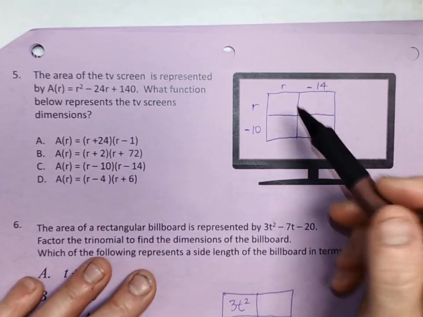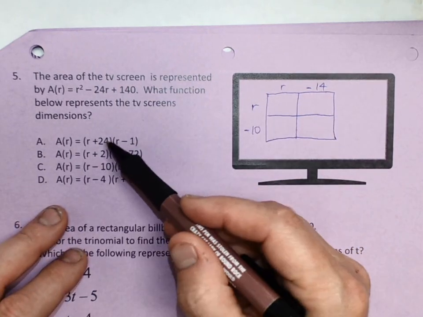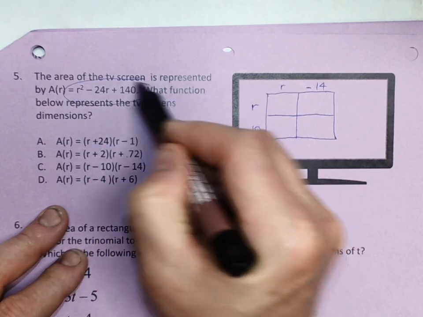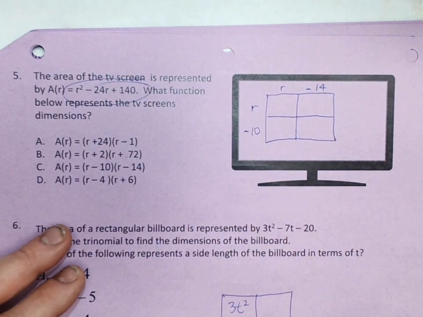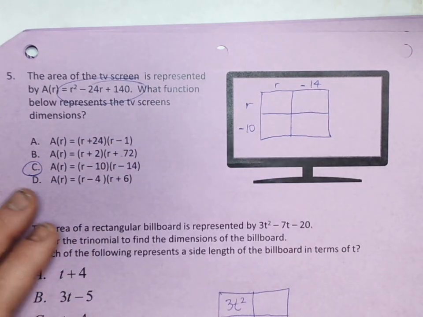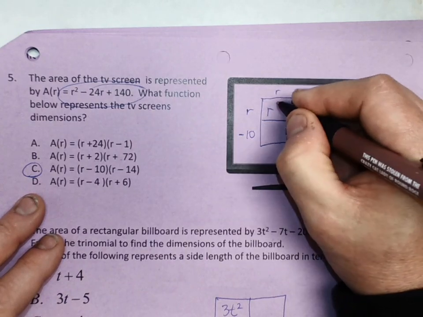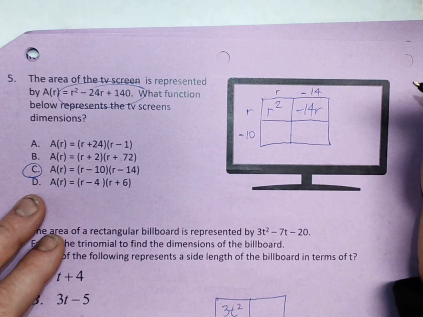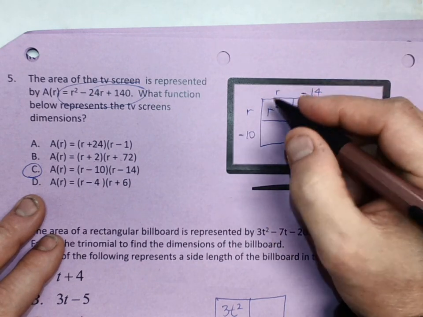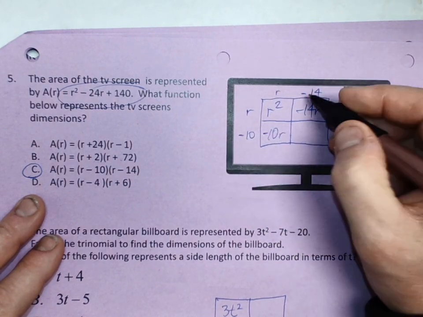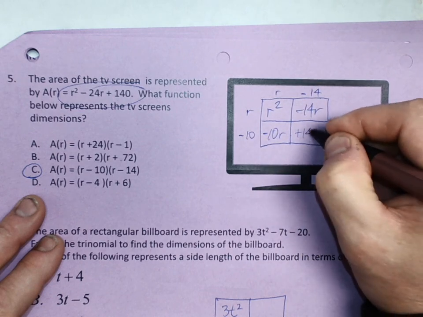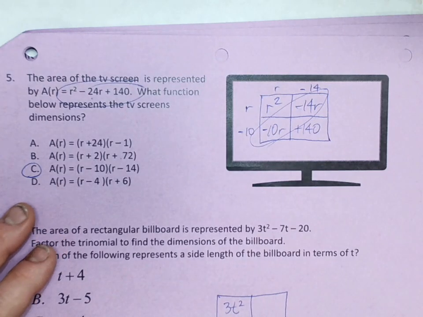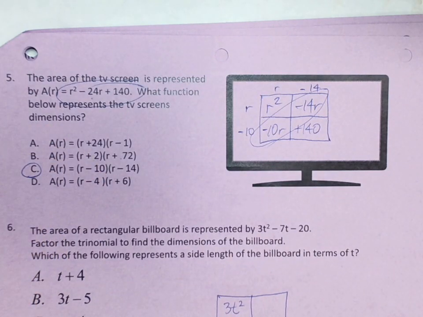This one again is a multiplication box. You just have to go through and multiply these out and see which one gives you this answer. Okay, so on this one it's going to be C, and we can quickly prove that r times r is r squared. R times a negative 14 is negative 14r. Negative 10 times r is negative 10r, and a negative times a negative is a positive. If I combine these, I get my negative 24. None of these other ones will do that.